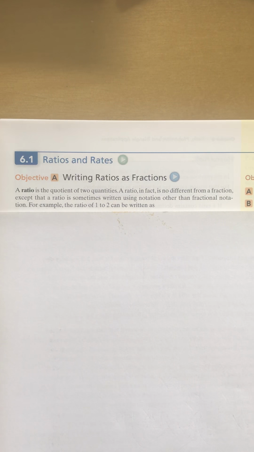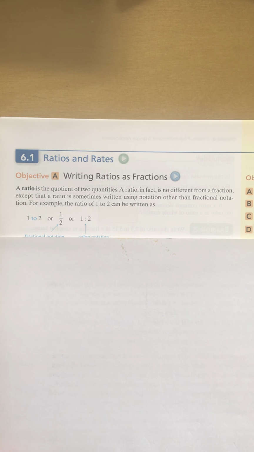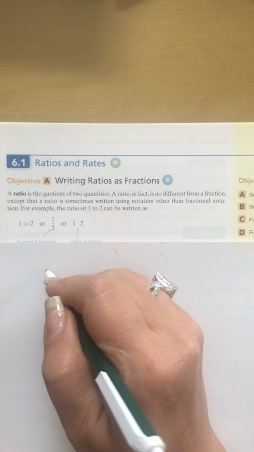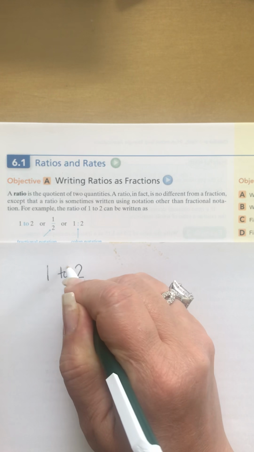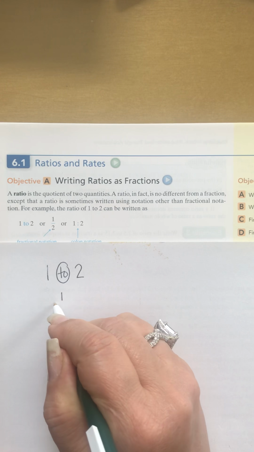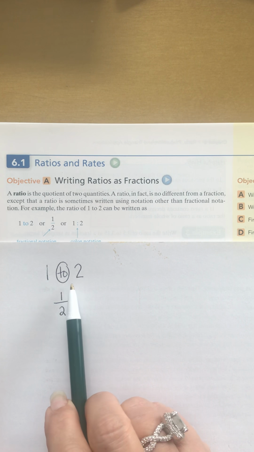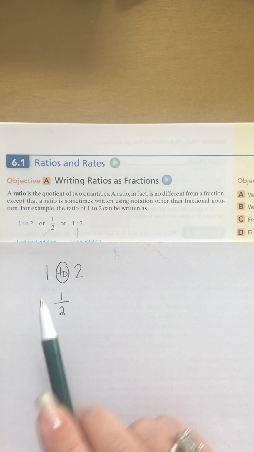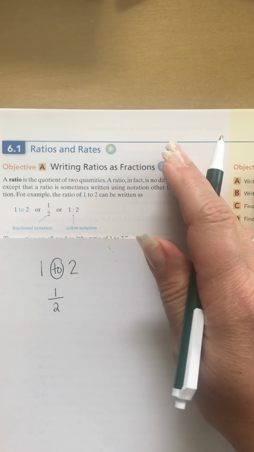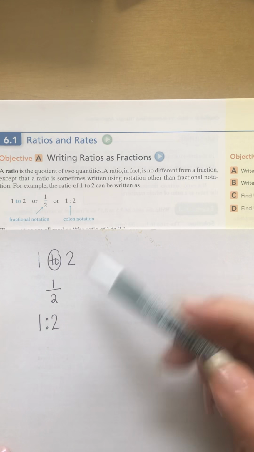So a ratio is a comparison of two quantities. Let's say we're comparing 1 to 2. You're going to write 1, and you can either have the word "to" in the middle, or you can have a fraction, and the first number is going to be the numerator, and the number after the word "to" is the denominator all the time. And then the third way is with the colon, that's 2 dots, 1:2. These are all three different ways to write a ratio.